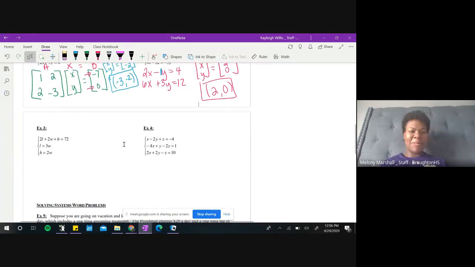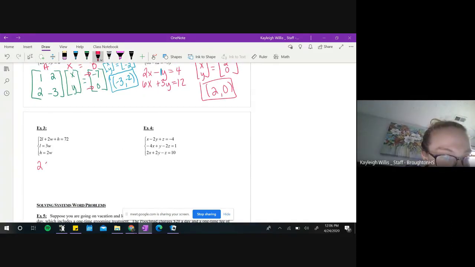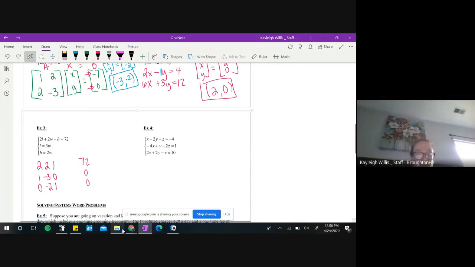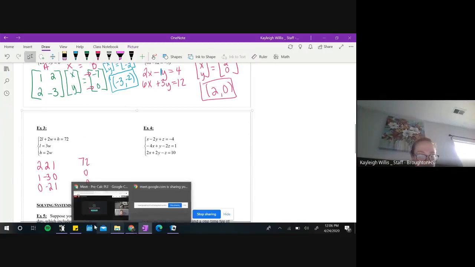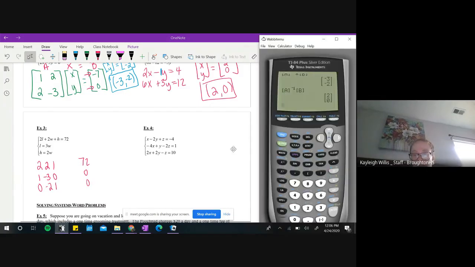All right. Let's see. I need to do 2, 2, 1, and then I have 1, -3, 0, and then I have 0, -2, 1. So I'm just going to write that one out. Sometimes I just do this because that's all I need to be able to see, but you can still write out all your notation. So pause the video and see if you can do this one.